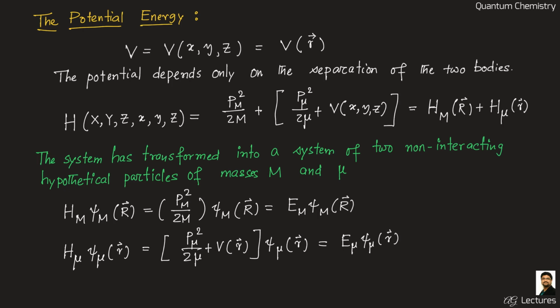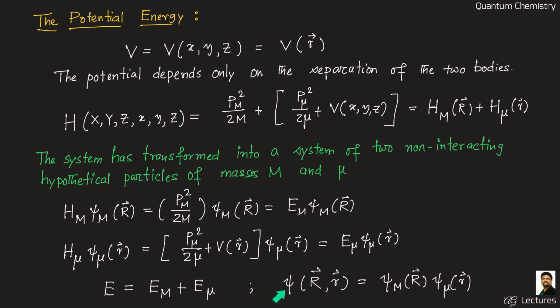And in this particular situation, we know that the total energy E is just going to be the sum of E capital M plus E mu, and the total wave function can be easily written as the product of those two individual wave functions. Right? This is a property of a system when the Hamiltonian can be split into two independent Hamiltonians involving two different sets of variables.